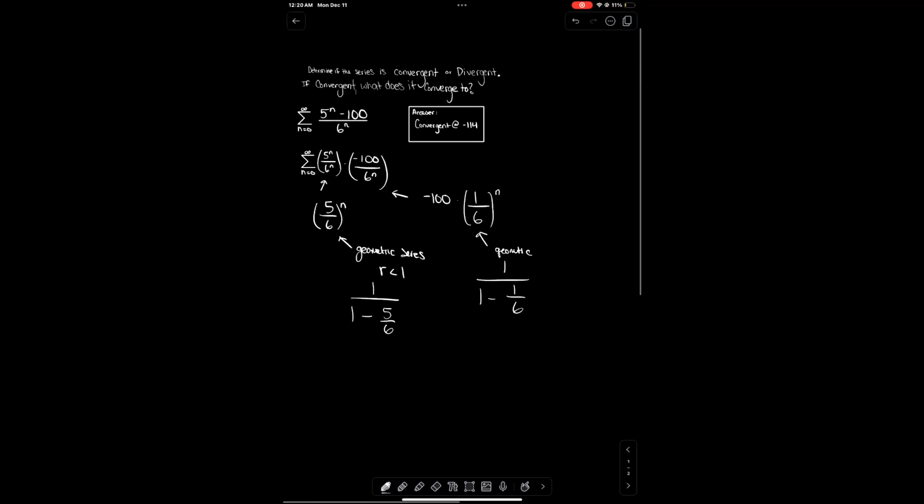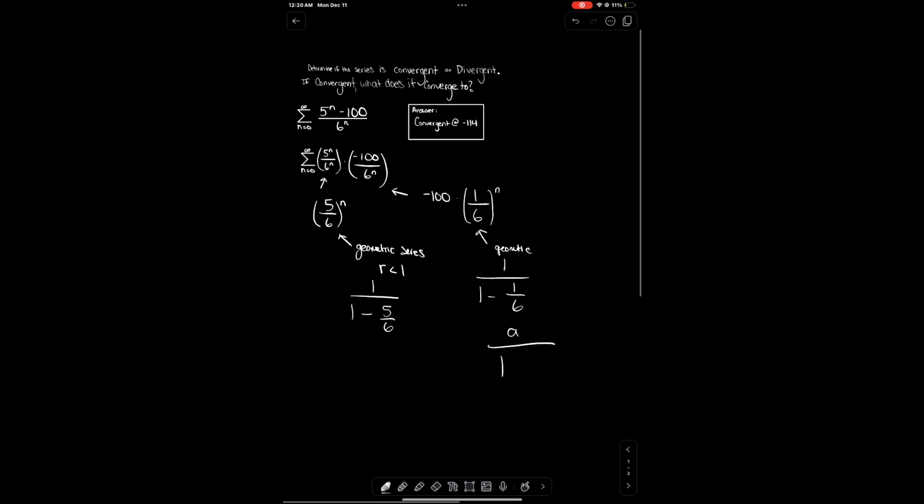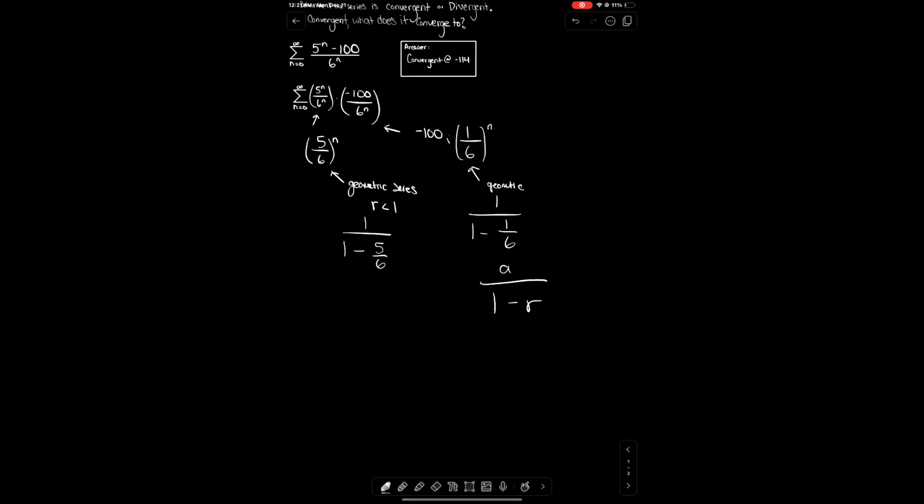And this all comes from the fact that in a geometric series the r value, which is in the parentheses, has to be less than 1. And if it is less than 1, then a, whatever's multiplied by it, so a over 1 minus r. So in this case, we actually have our a, it's being multiplied here. So this series wouldn't be 1 over 1 minus 1/6, it would be negative 100 over 1 minus 1/6, right?